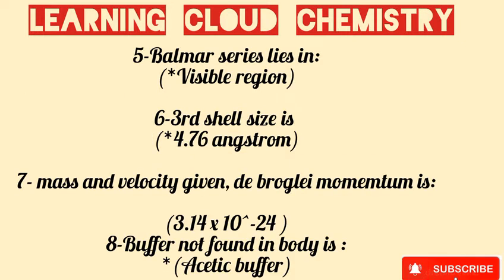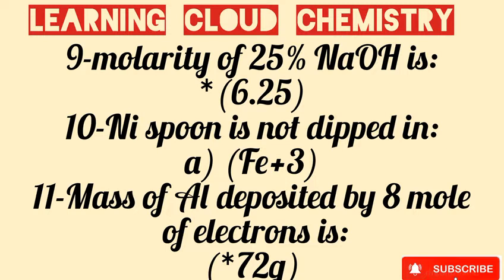Balmer series lies in the visible region. Third shell size is 4.76. Mass and velocity given by the de Broglie momentum is 3.14 × 10 to the power minus 24. The buffer not found in the human body is the Dick buffer. Molarity of 25% NaOH is 6.25. A nickel spoon is not dipped in the iron solution.